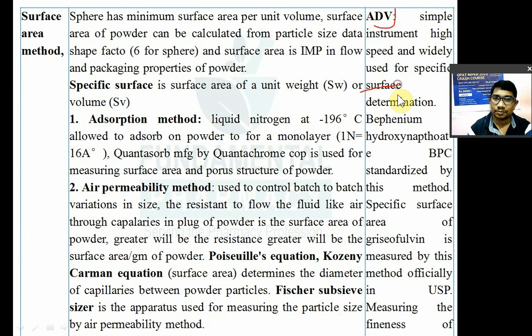Then there is the drug bephenium hydroxynaphthoate. It is standardized by using the air permeability method. The surface area of bephenium hydroxynaphthoate powder, in the BPC, British Pharmacopoeia Codex, is standardized by this method. Specific surface area of griseofulvin is measured by this method, which is official in the USP, United States Pharmacopoeia. Measuring the fineness of cement is also done by this method.